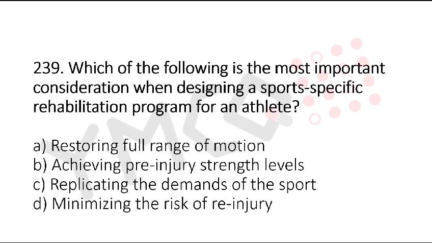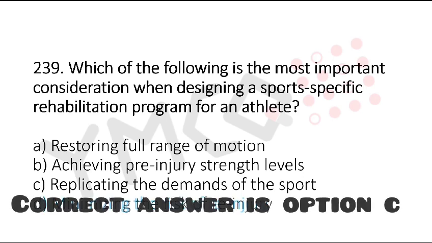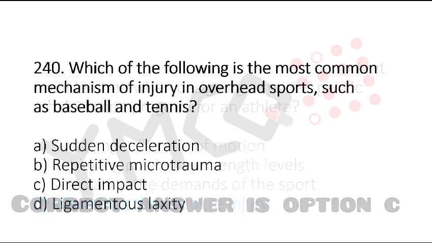Which of the following is the most important consideration when designing a sport-specific rehabilitation program for an athlete? Option A, restoring full range of motion. Option B, achieving pre-injury strength levels. Option C, replicating the demands of the sport. Option D, minimizing the risk of re-injury. And the answer is option C, replicating the demands of the sport. Now let's move to question number 240.